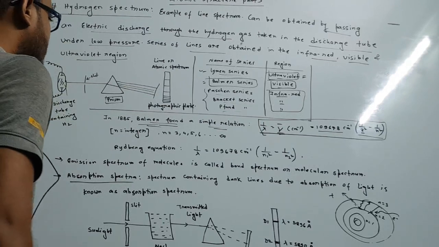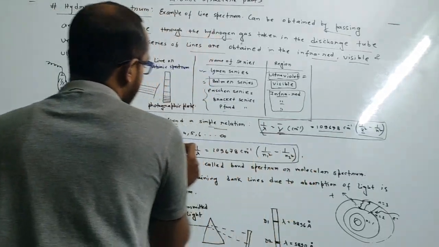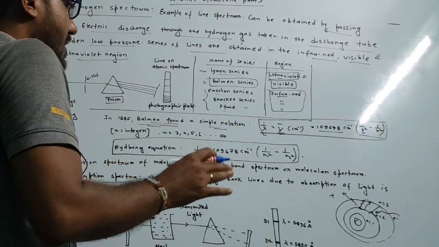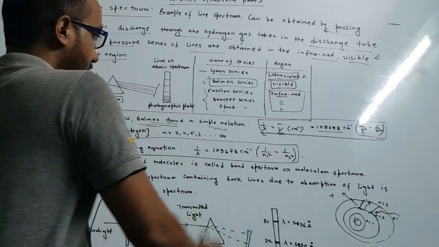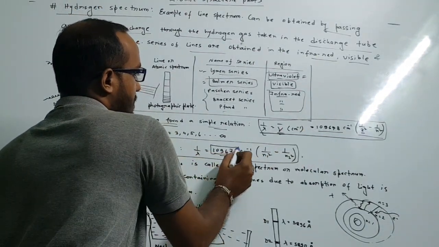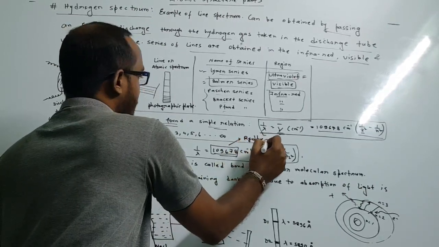Now Rydberg came forward and developed this equation to find out any series or any color of wavelength of light. See, 1 by lambda is 109678. This is known as the Rydberg constant.